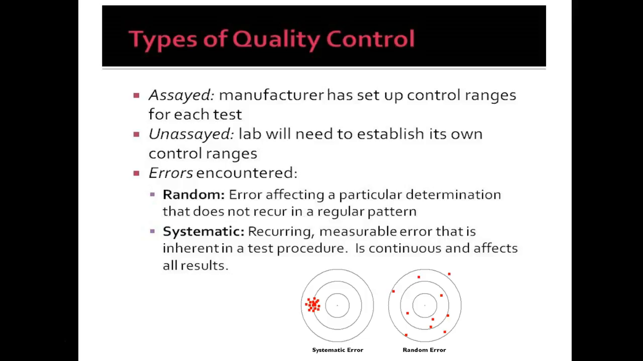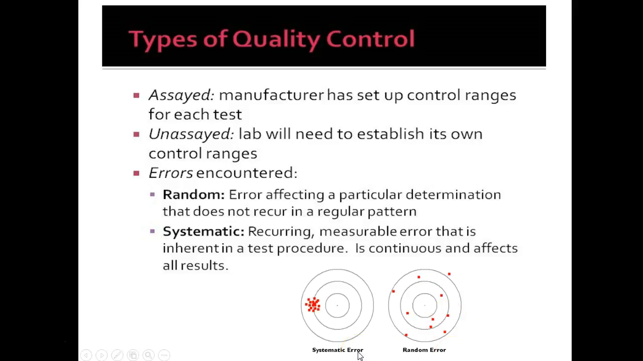Next, we'll look at errors that we can encounter. We can have random or systematic errors. Random is an error affecting a particular determination that doesn't occur in a regular pattern. As you can see in the bottom right, we hit the dartboard all over the place, very random.